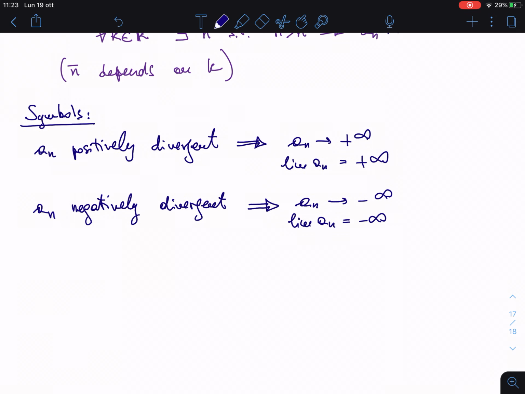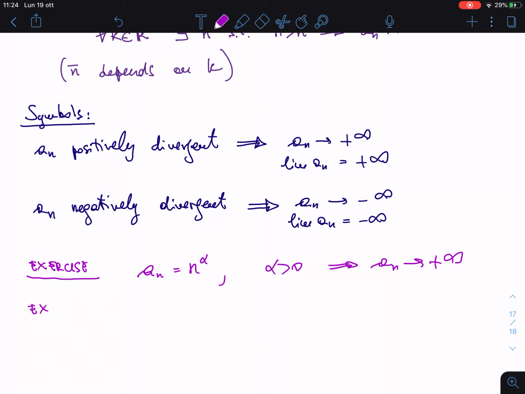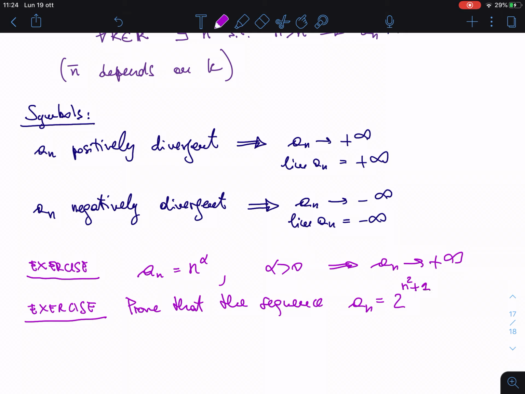A very simple example that you can work out by yourself is given by the following exercise. We have that a_n is equal to n to the power alpha with alpha larger than 0, and then prove that a_n positively diverges. And I will here do another exercise a bit more complicated, which is the following. Prove that the sequence a_n equal to 2 to the power n squared plus 1 is positively divergent.